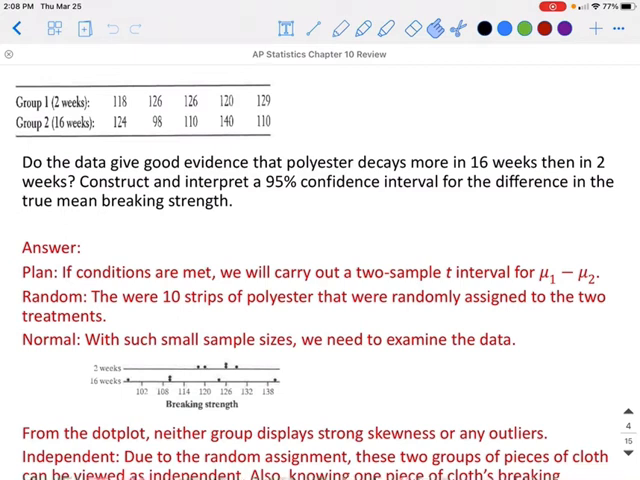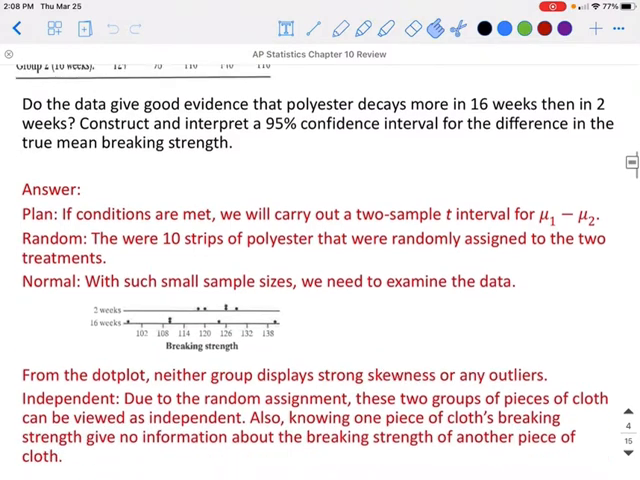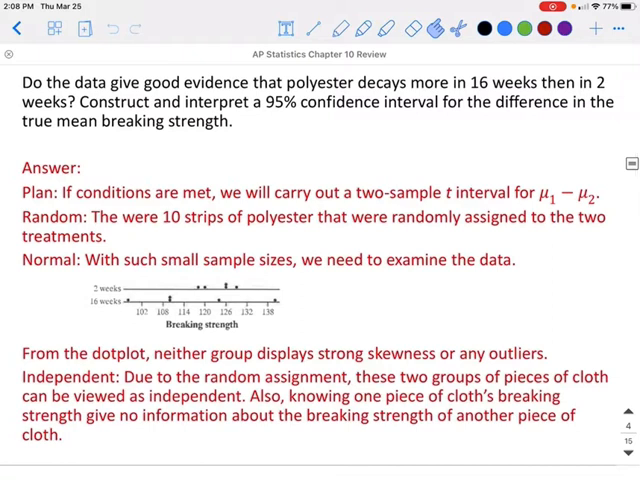Next, we're going to come up with our plan. On your plan, you need to say what method you're going to use, and then you need to check your 3 conditions. So if the conditions are met, we will carry out a 2-sample t interval for mu sub 1 minus mu sub 2. There are 10 strips of polyester that are randomly assigned to the 2 treatment groups, so the random condition has been met.